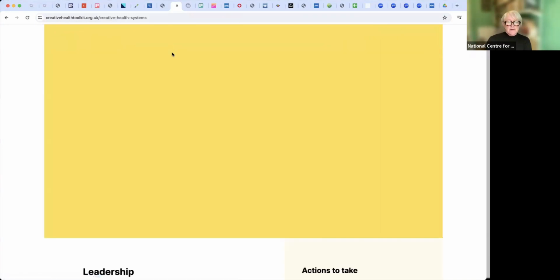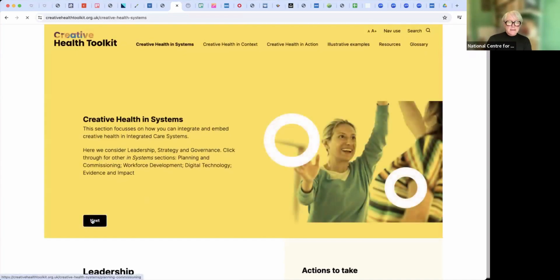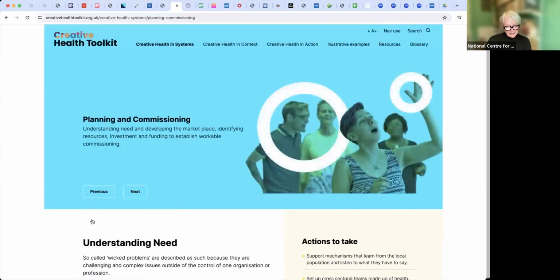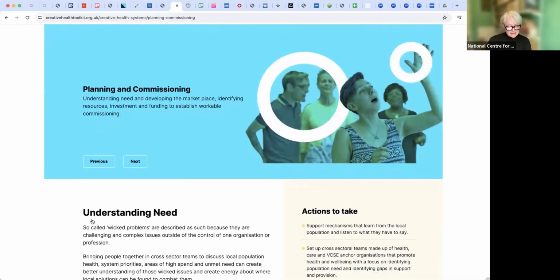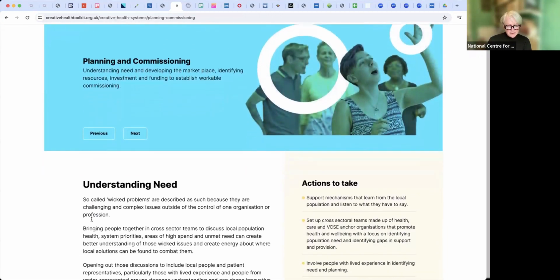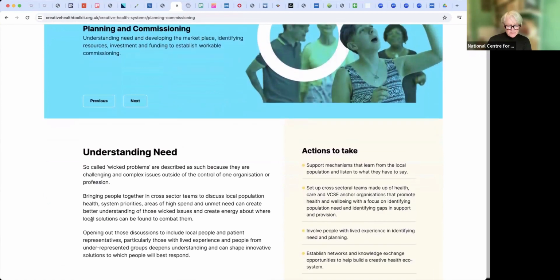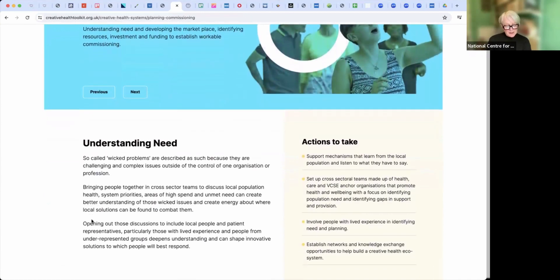Going back to creative health in systems and to the next section, which is on planning and commissioning. This is divided up into understanding need, understanding and developing the marketplace, identifying resources, investment and funding, and workable commissioning. This section emphasises the importance of co-production in understanding the needs of the population and working with the cultural providers to support them to be able to meet that need with creative approaches and programmes.